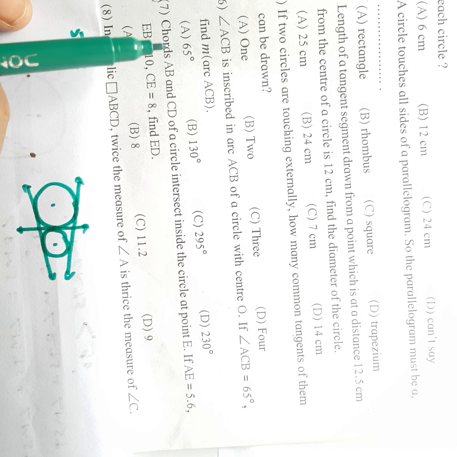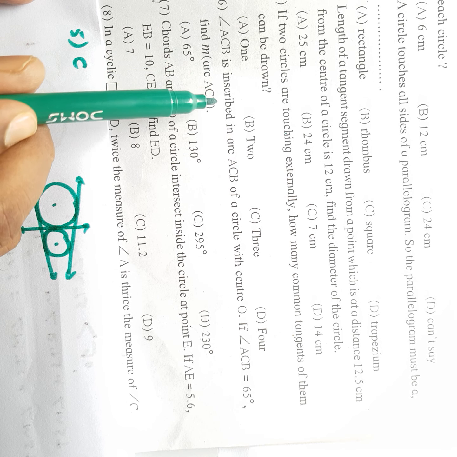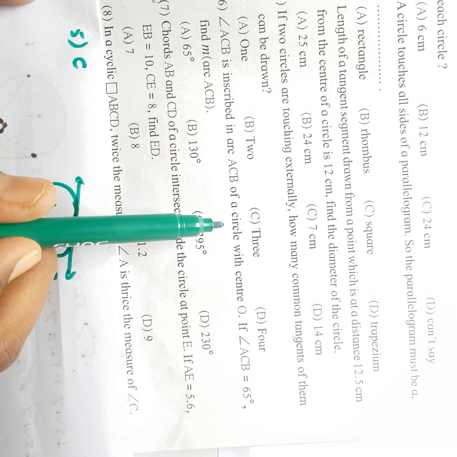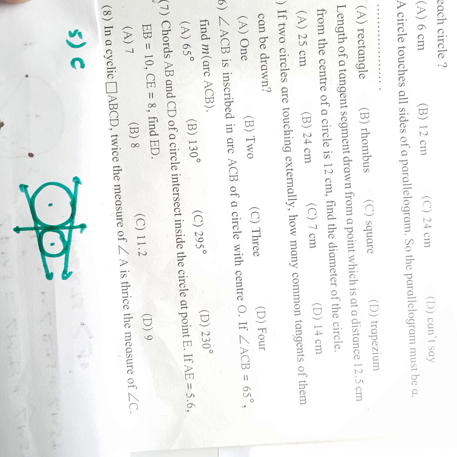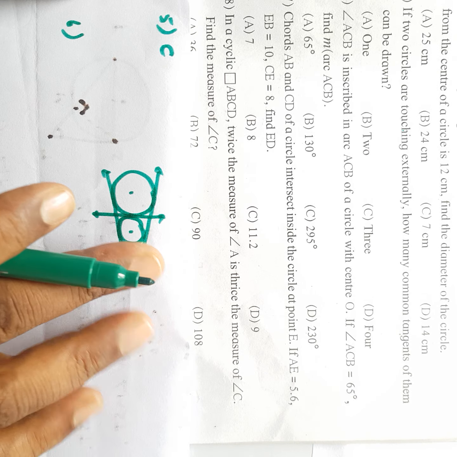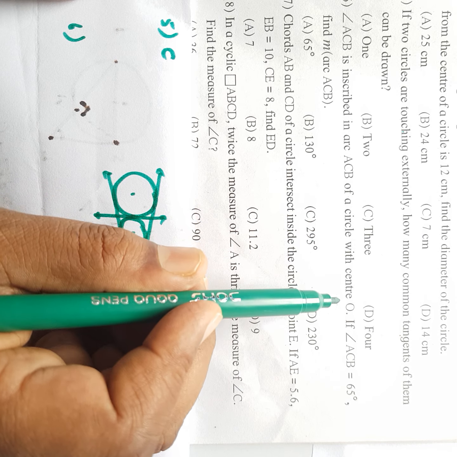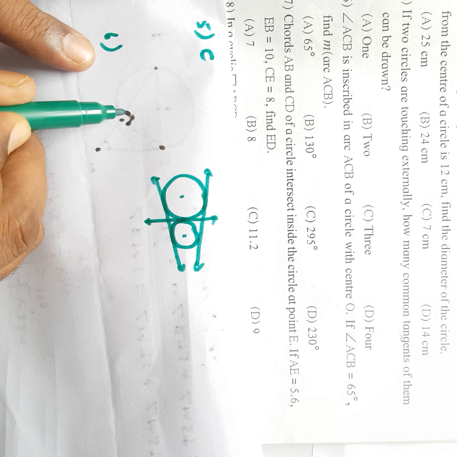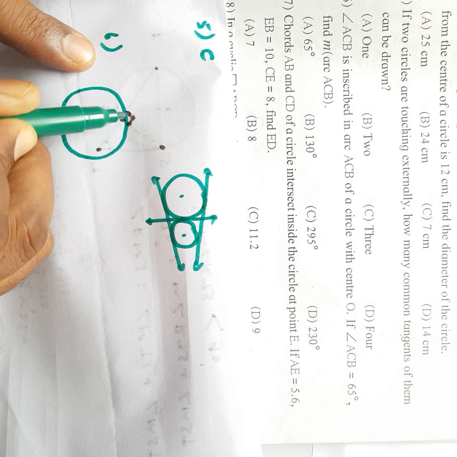Then the sixth question is, angle ACB is inscribed in arc ACB of a circle with center O. O is the center.